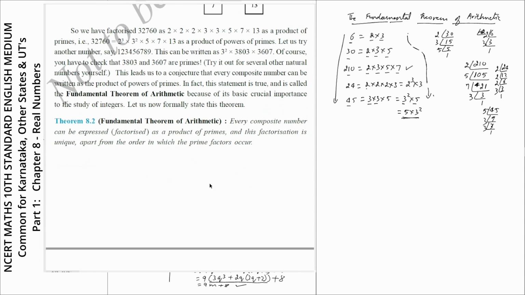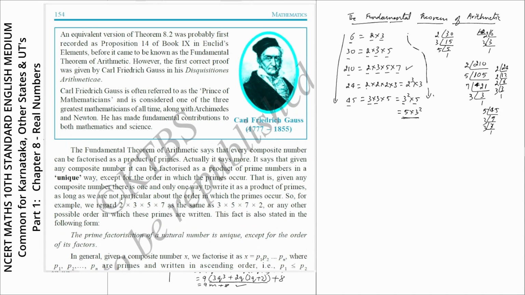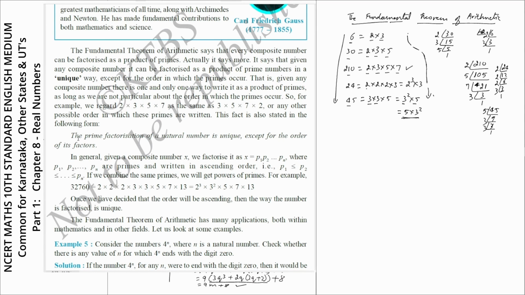Again in the textbook, there's an alternate definition for this. The prime factorization of a natural number is unique except for the order of its factors. That means if x is a composite number, we can express x as a product of prime numbers, that is p1 into p2 into p3, and like this up to pn. So x is a composite number, and all these will be prime numbers.